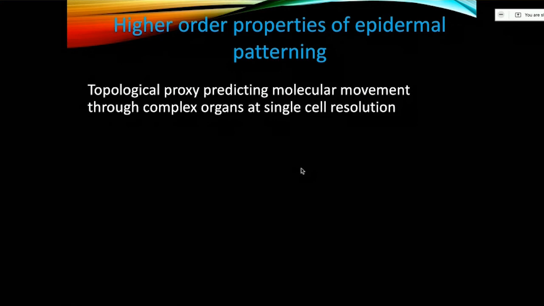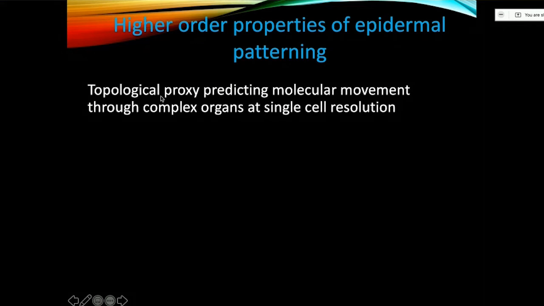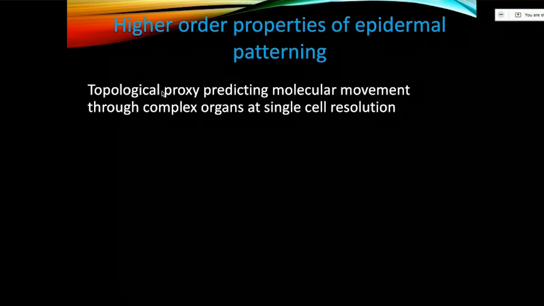So what we have is a topological proxy predicting molecular movement through complex organs at single cell resolution. So here the topological proxy is betweenness centrality, and it's predicting molecular movement, which is the fluorescein transport assay that I just showed you. And then this organ is a complex organ. And we can do that at single cell resolution. So by taking the network and analyzing the network using betweenness centrality, we can predict which cells will have more transport of molecules through them than other ones.